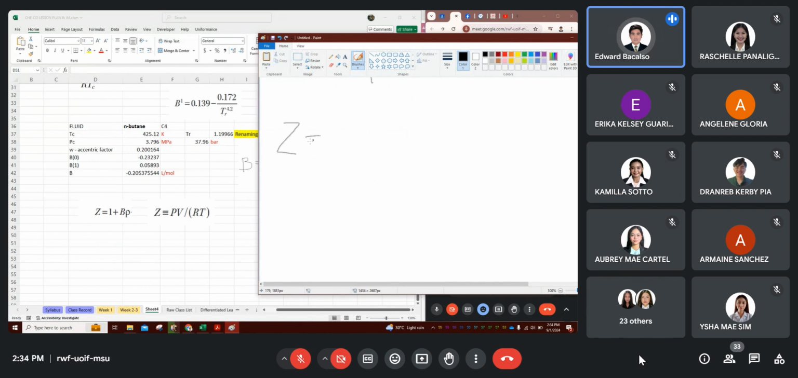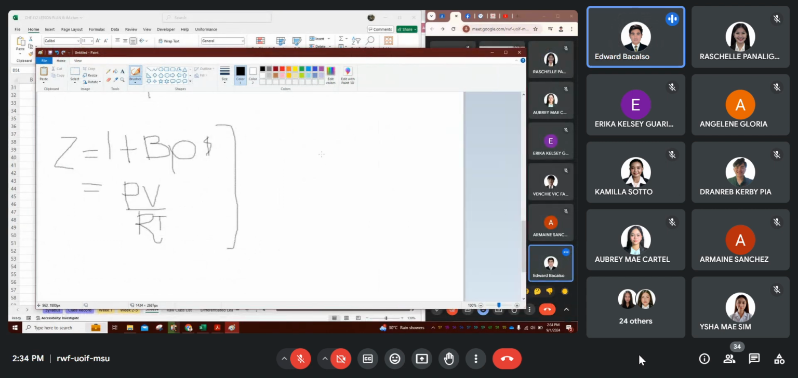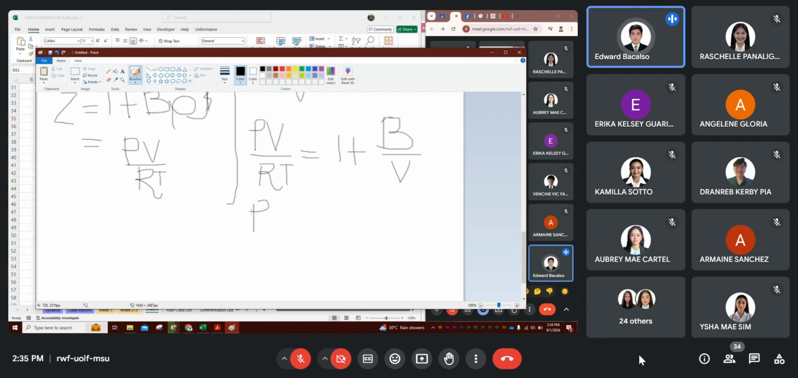Just have to get Z equals 1 plus B density, which is also equal to PV over RT. So, mangyayari ngayon, it will become PV over RT equals 1 plus B. So, this time, express natin yung density as 1 over V. So, meron ka ditong B over V. And then, lipat natin lahat on one side to get a working equation for Excel. PV over RT minus 1 minus B over V. So, this is now equal to 0.